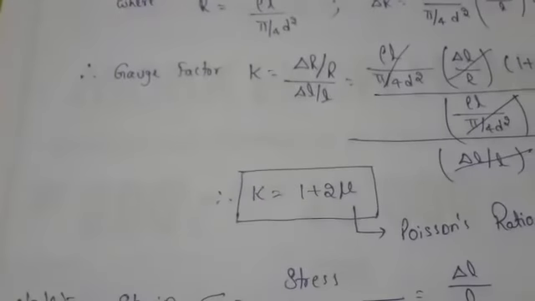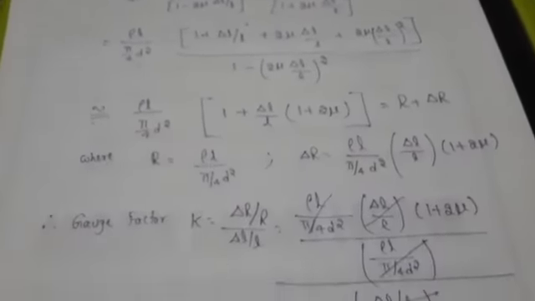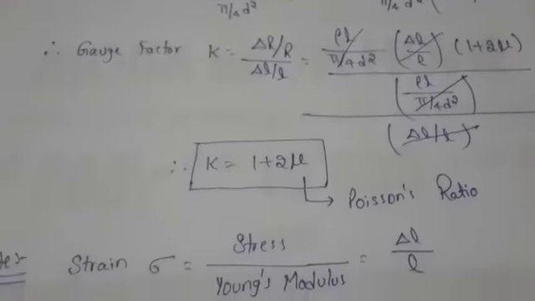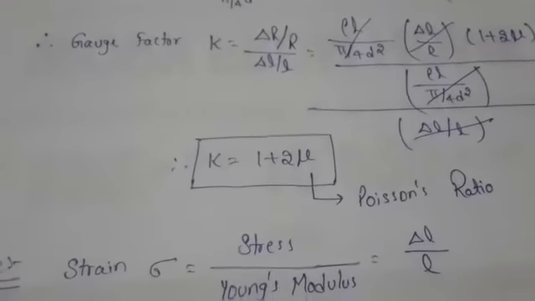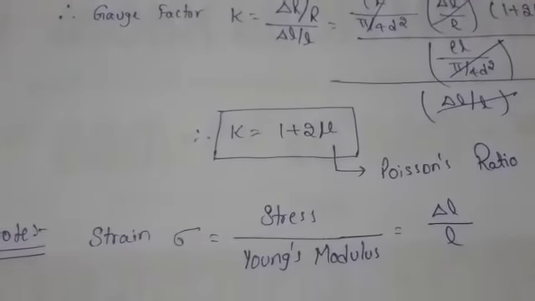So this is the derivation for K, the gauge factor. This is about your first one, the wire strain gauge. That is all for the derivation part, and the remaining part, the foil strain gauge and then the semiconductor strain gauge, we will discuss in the next video.